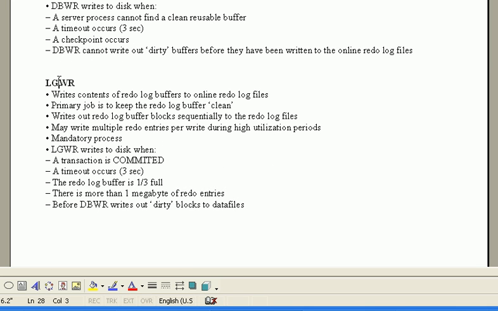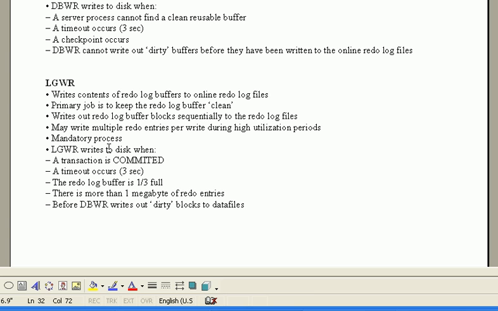The next one is LGWR, that is the log writer. It writes the contents of the redo log buffer to the online redo log files. Its primary job is to keep the redo log buffer clean. It writes out redo log buffer blocks sequentially to the redo log files. It may write multiple redo entries per write during high utilization periods. This is also a mandatory process.